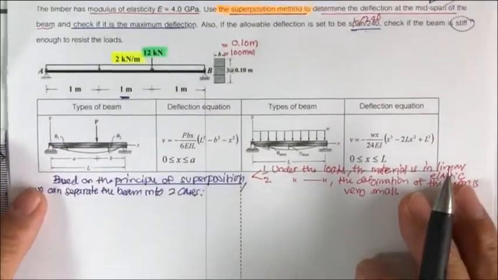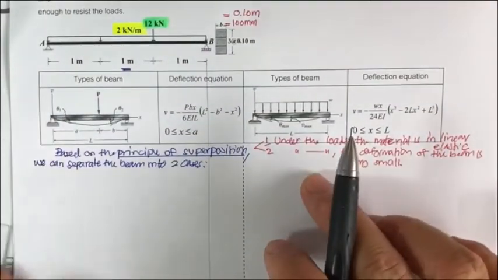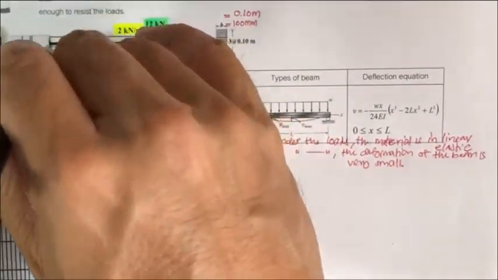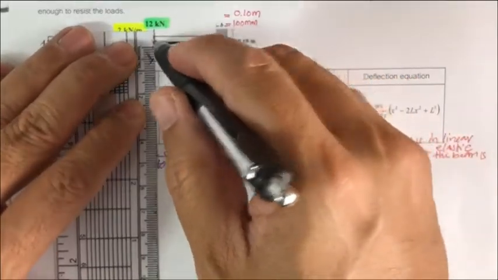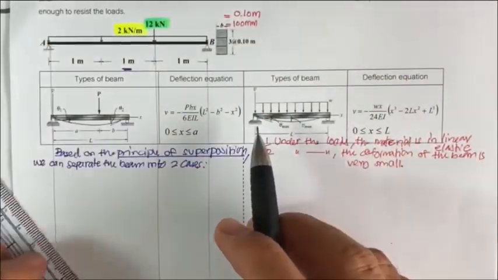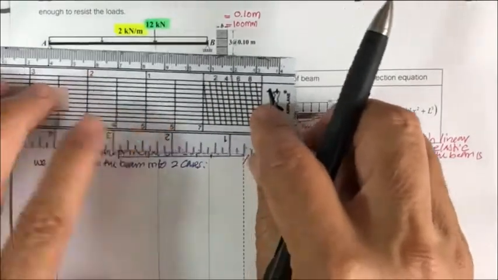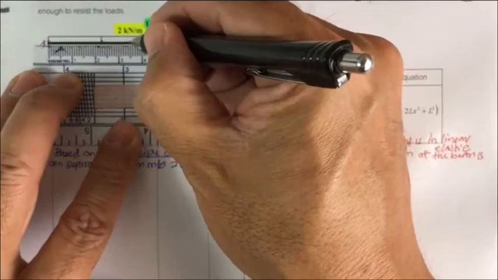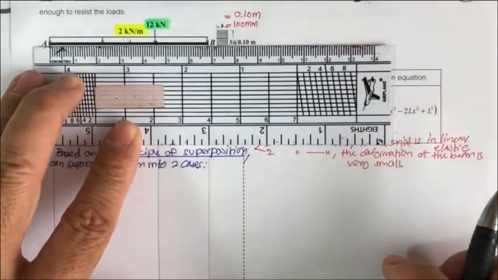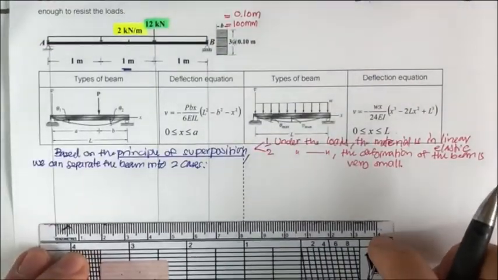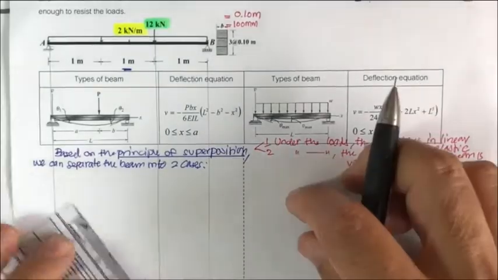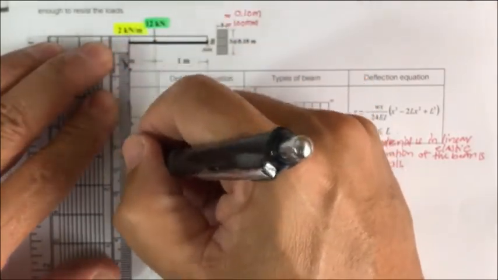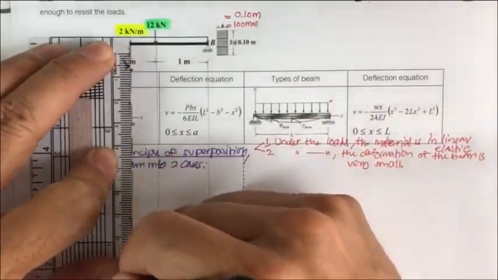So let me move this one a little bit up. We are going to project this beam and draw the shape of the beam, and then we will sketch the deflection. How long is it? It is 6.8, so this one is going to be 3.4. This is going to be the midspan. Let me mark this one. It is the midspan of the beam.